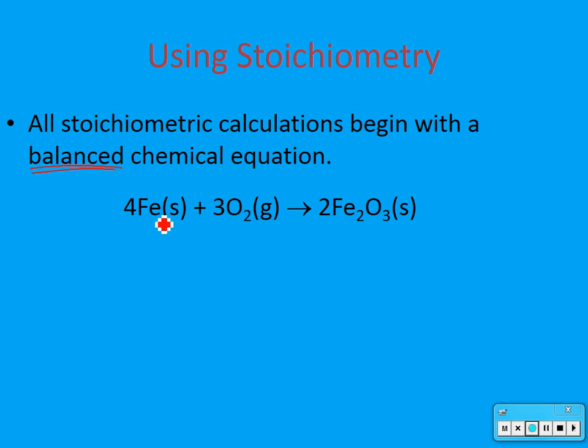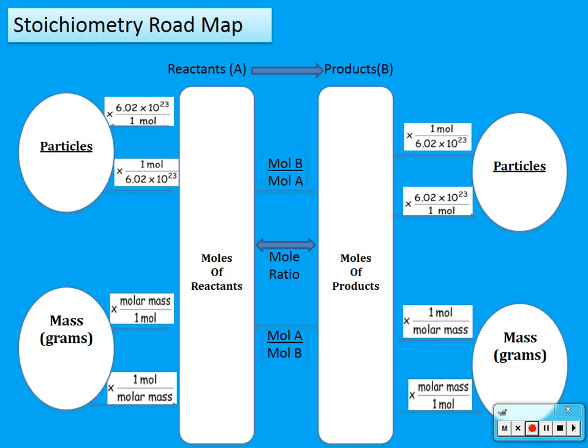So it's easy. You've got 4 ions on the left side, 4 on the right. 6 oxygens on the left. 2 times 3 is 6 oxygens on the right. So take a second and make sure that it's balanced before you start anything.